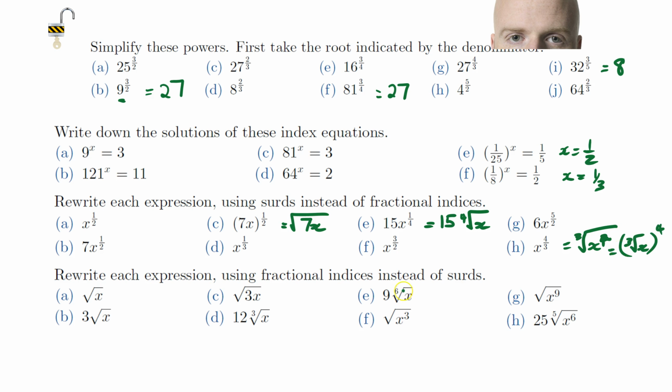This one down here, using fractional indices instead of surds, square root of x to the 9th, so it's x to the 9th all raised to the half, and if we then use our power rule, that's x to the 9 on 2, x to the 4.5. This one here, 25 times the 5th root of x to the sixth means 25 times x, and it's the fifth root, so that goes on the bottom, and the sixth power up the top. 3 root x, of course, is 3x to the half.